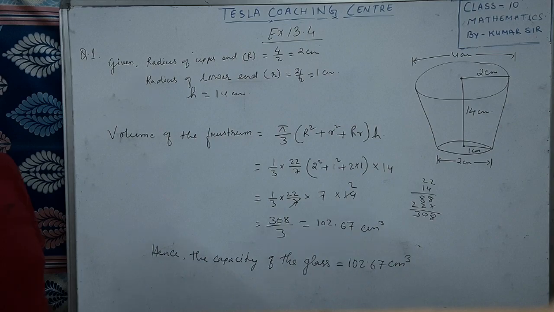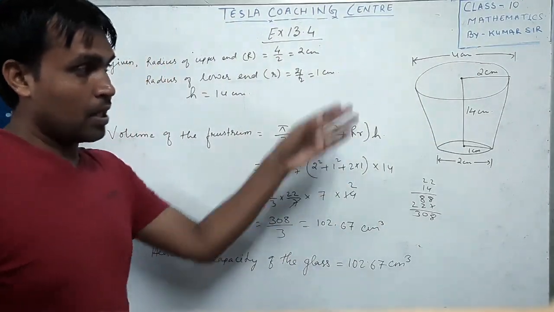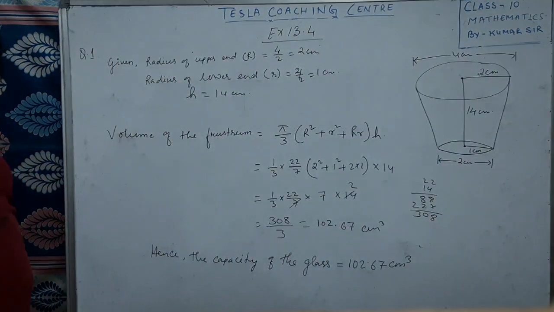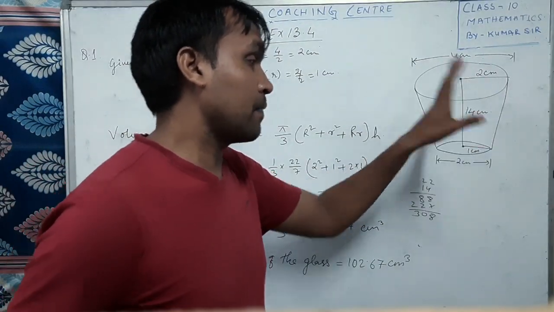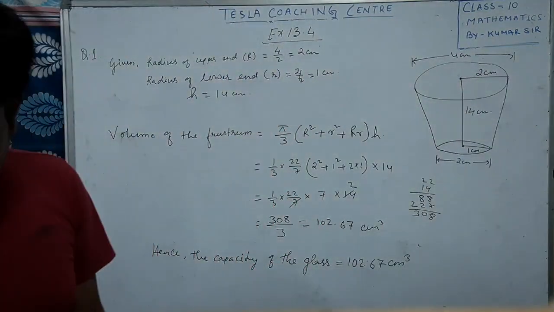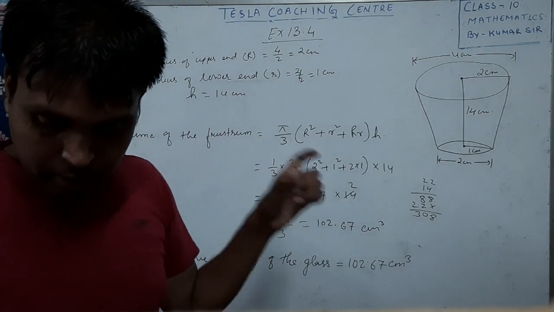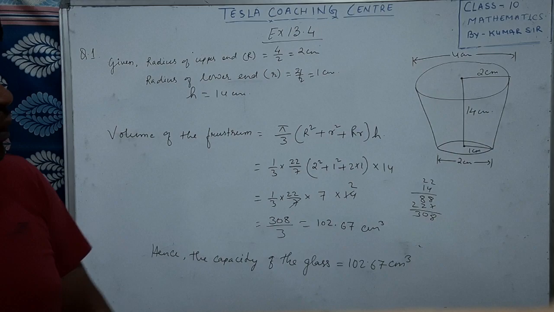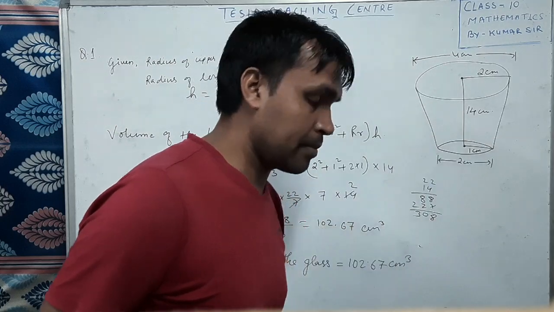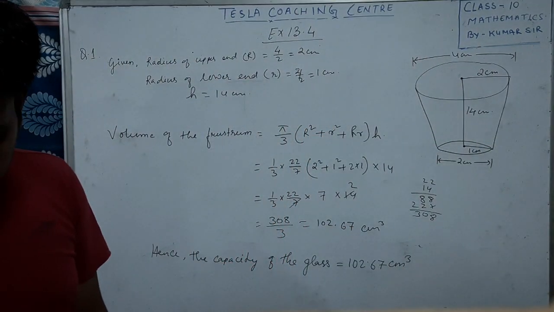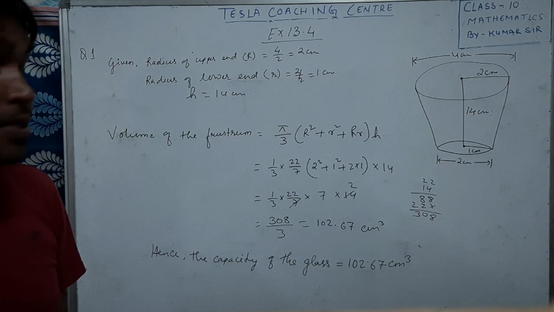The first question we are going to take today is: a drinking glass. This is nothing but a drinking glass, the cup we use for drinking. The drinking glass is in the shape of a frustrum of a cone of height 14 centimeters. So the height of this drinking glass, or the frustrum, is 14 centimeters. The diameters of its two circular ends are 4 centimeters and 2 centimeters. Find the capacity of the glass.